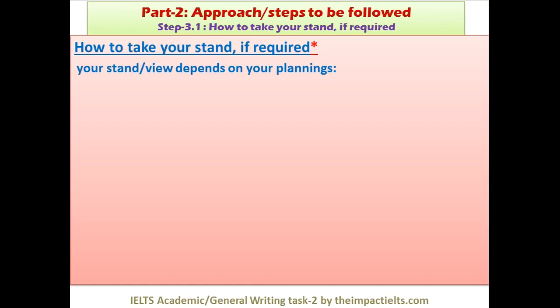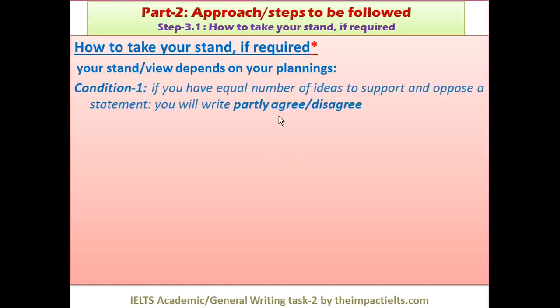If required means if the question is opinion based or opinion discussion based. Anyway, if it is opinion based or a part of the question is opinion based. Second, I'll show how to find out how many paragraphs have to be written for that particular section, and ultimately we'll try to understand the overall structure once again, right? So let's start with how to take our stand in the task.